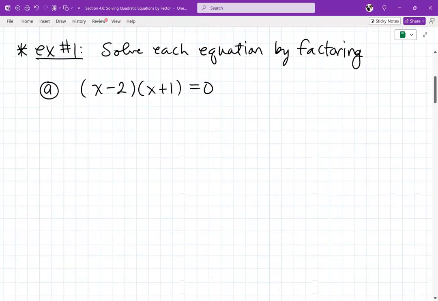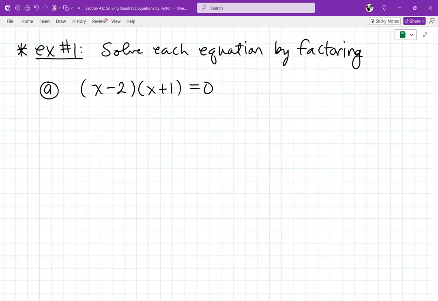Now, some of your homework will be nice and easy for you. This kind of looks like the one I just wrote, only a little different. Some of the homework is going to be pre-factored for you, and then some of the homework you're going to have to factor. So this one is pre-factored for us. It says solve each equation by factoring.